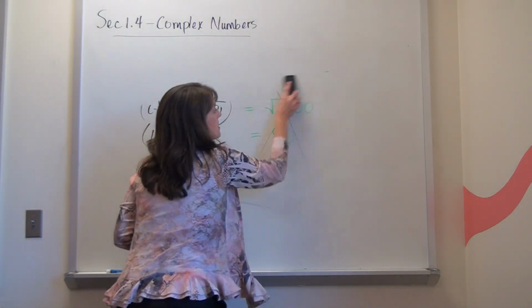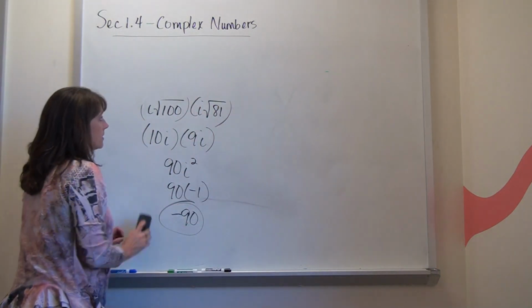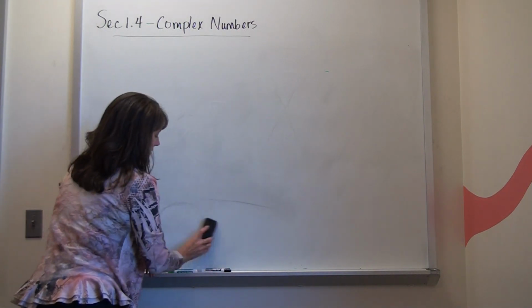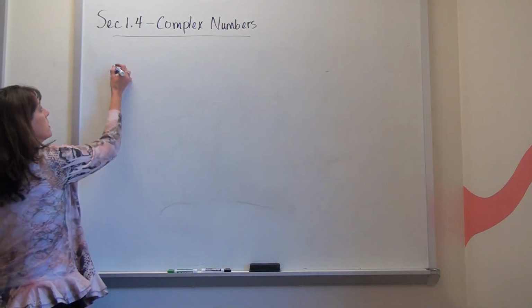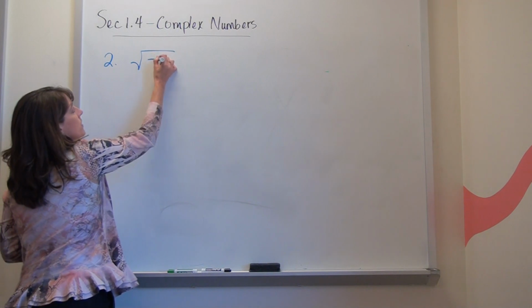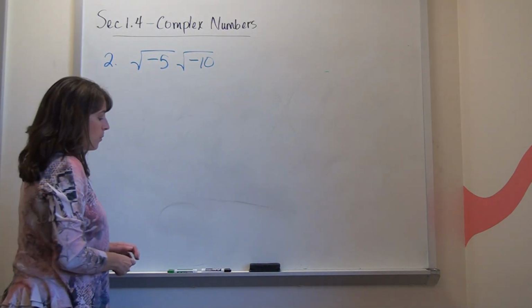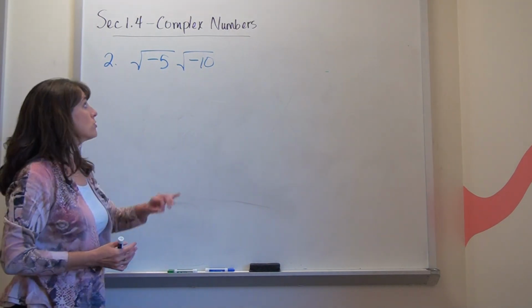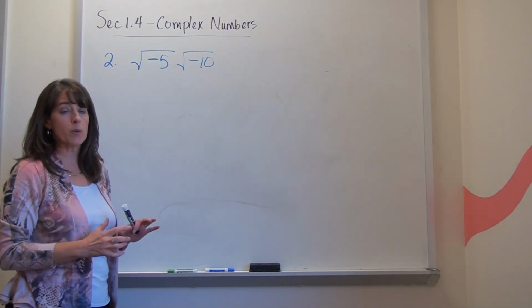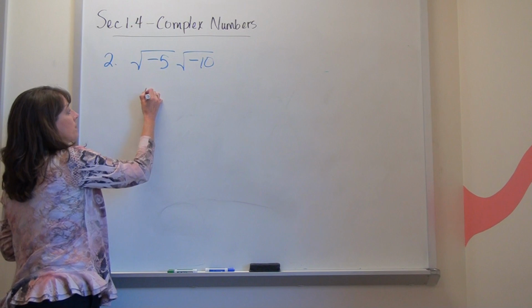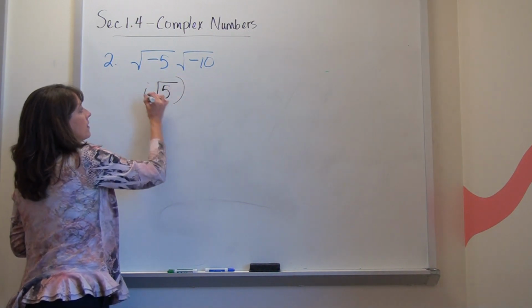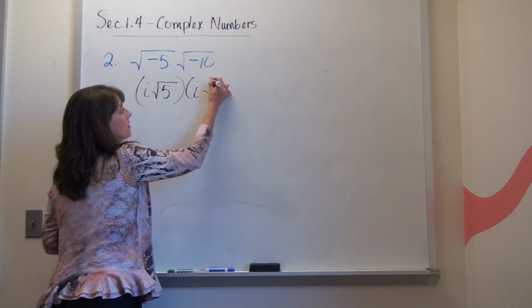And we are going to again simplify. So this time, let's take the square root of a negative 5 times the square root of a negative 10. Well, once again, we've just learned that as soon as you see a negative underneath the radical, deal with that. Take that i out of there. And we'll take the i out of this one.